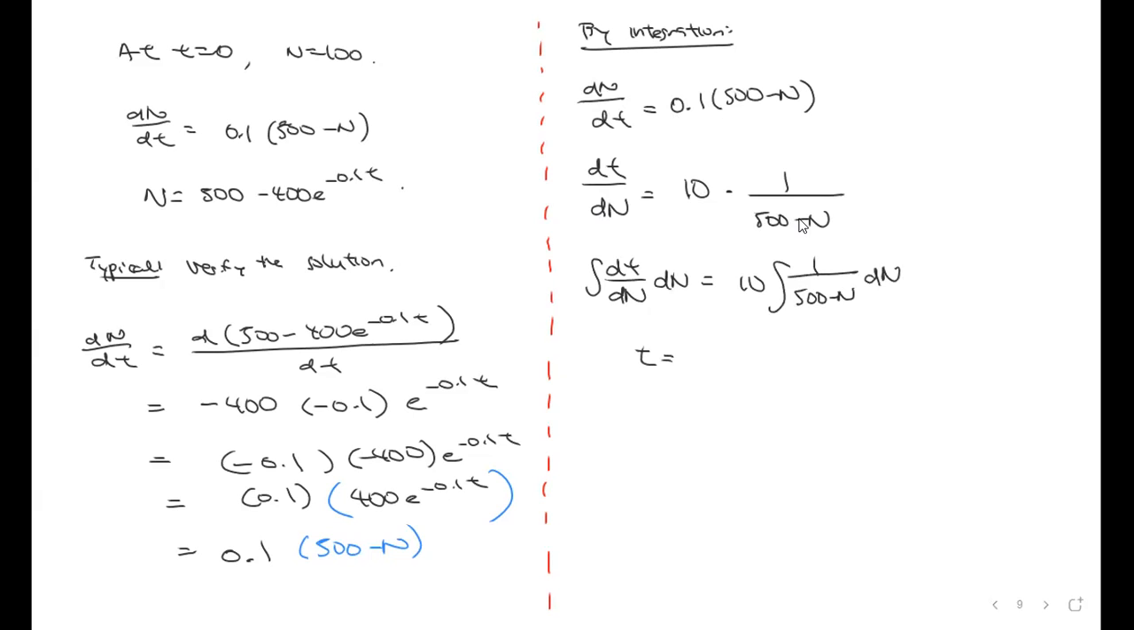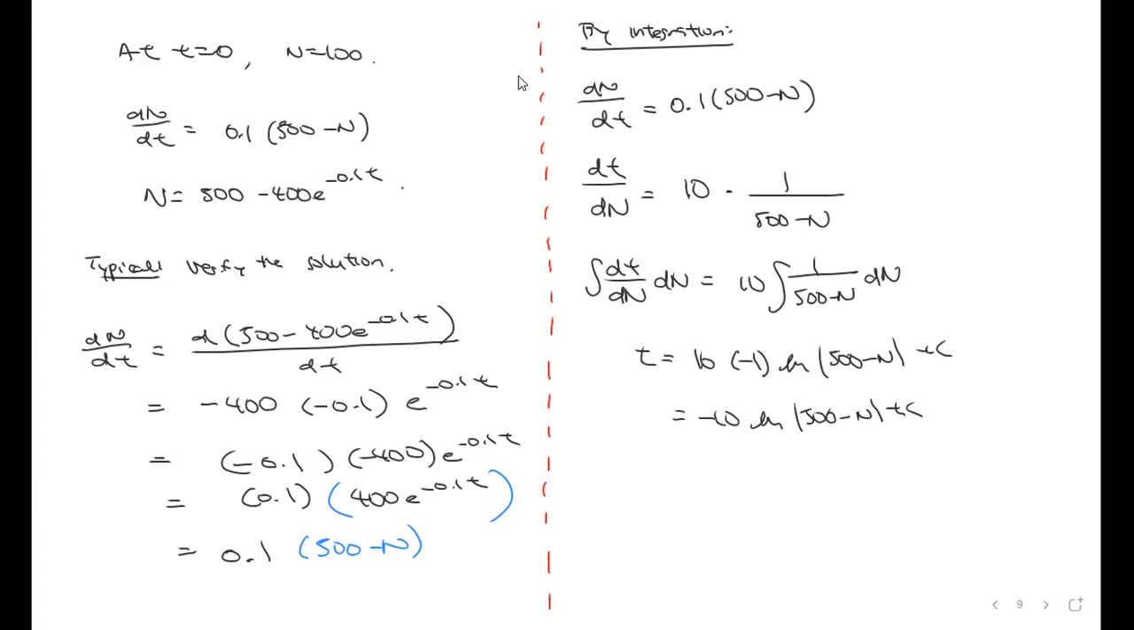So that means t must equal 10 times, well, the integral of that is just going to be 1 over a log of the absolute value of ax plus b, plus c. So it's going to be negative 10 log 500 minus n plus c.